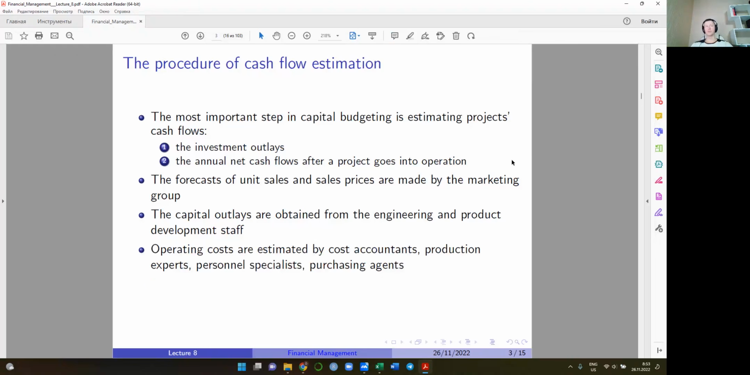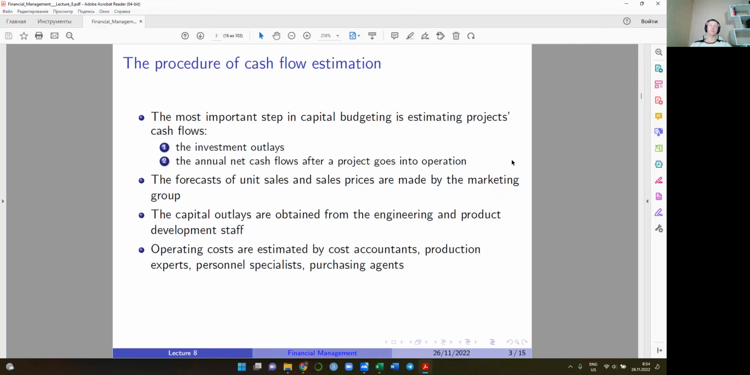Then, an important part is operating costs. So together with sales, what you are going to earn from selling your product, you need to know what you are going to spend while producing this product. And operating costs might be estimated by accountants or cost accountants, depending, again, on the size of your company. So usually in any company there is either a specific department or at least a specific person who does this cost accounting. Sometimes those are production experts or personnel specialists if it goes into determining salary for the people who are going to be involved in your project. So purchasing agents probably know about the prices of necessary resources, and so on.